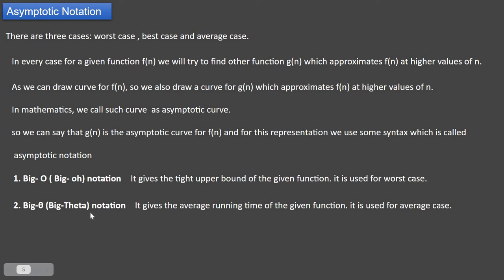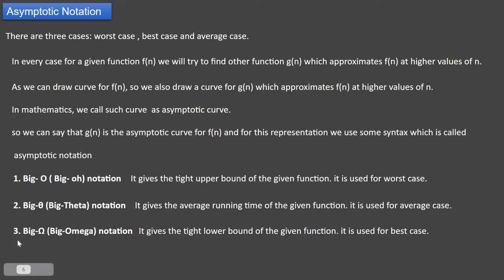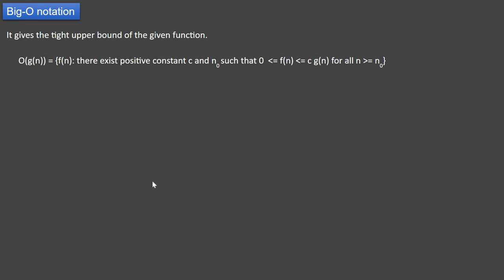Second is big theta notation. It gives the average running time of the given function, and it is used for the average case. And third is big omega notation. It gives the tight lower bound of the given function. It is used for the best case. So for all these three cases we have got the asymptotic notations, which are big O notation, big theta notation and big omega notation. So in this video we are going to see what is big O notation.